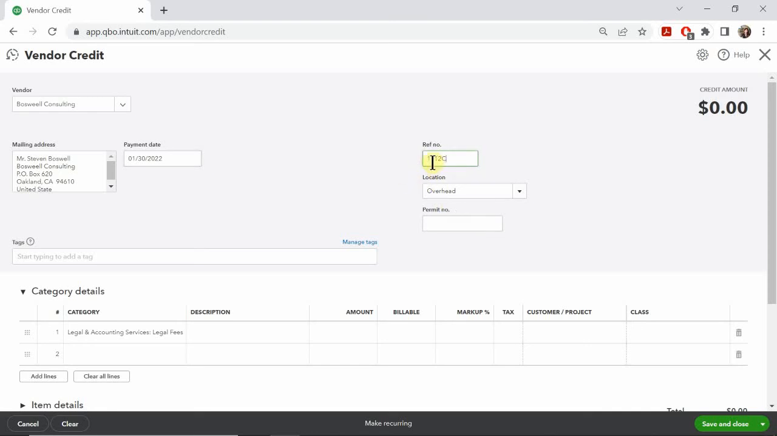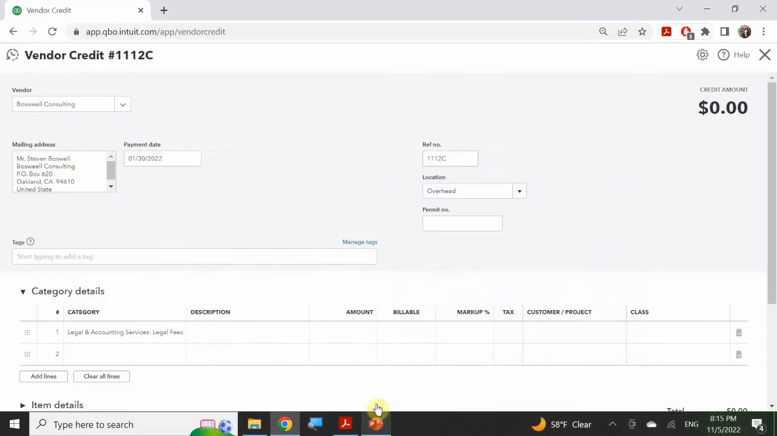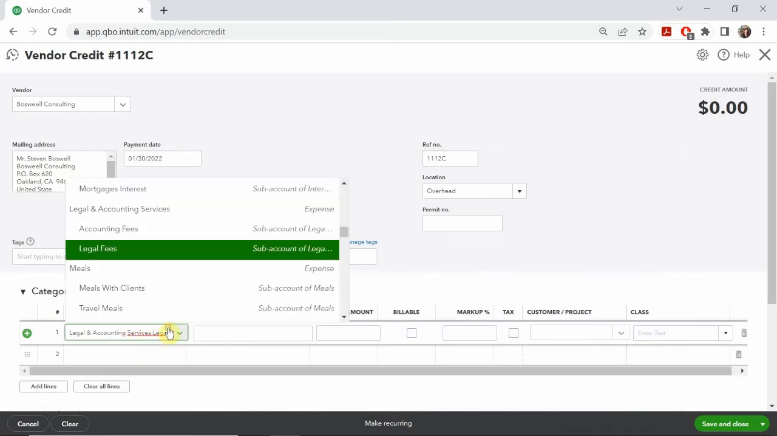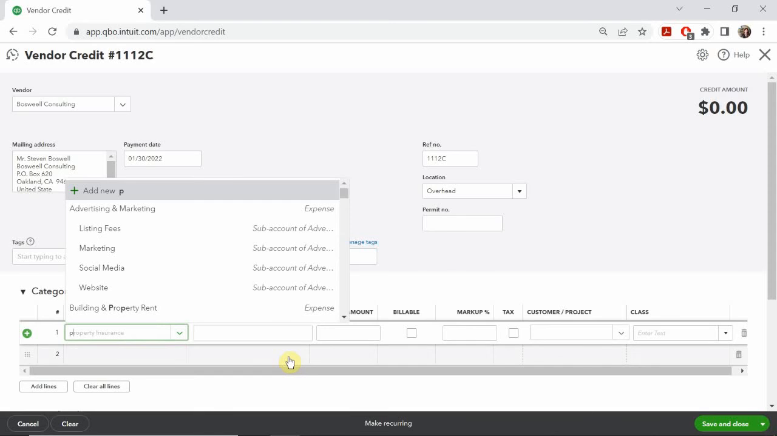So again, the reference number is 1112C. Now it says right here that it's going towards the legal fees. No, what you're going to do is refer this and link it to your purchase discount. Quick add it if it's not there as an expense detail for other business expenses. So let's change this. We're not going to be using legal fees anymore because I am not charging my legal fees. I'm going to charge this as a purchase discount.